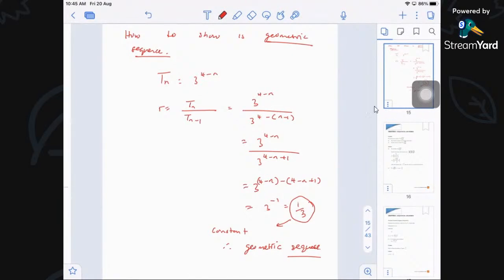It's not recommended, that's right. That method is not recommended. The reason is, if I use T2 over T1 and then T3 over T2, I get a constant, I get R1 equals to R2. It is not necessarily going to be a geometric sequence. Maybe after a while, the sequence might have changed. Understand? So it is not necessarily a geometric sequence. Clear? So that's why that is not recommended.